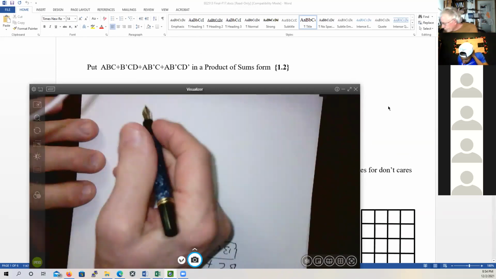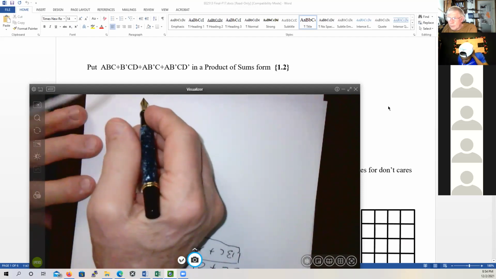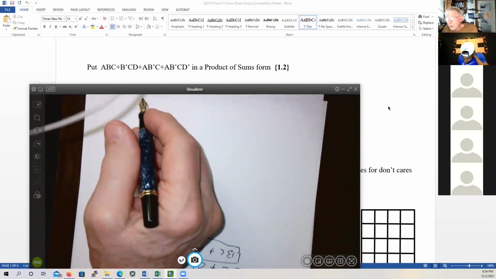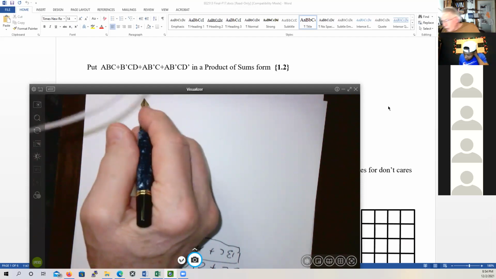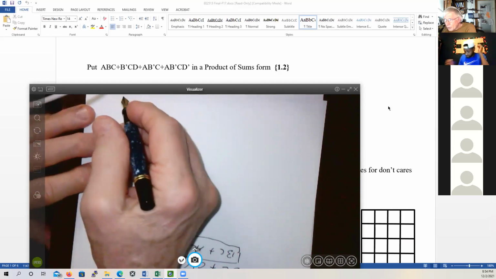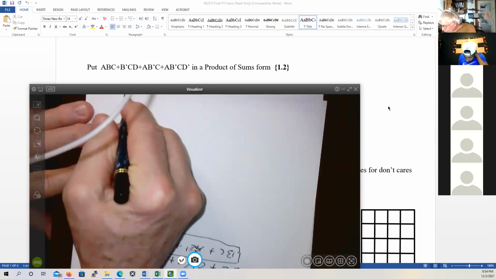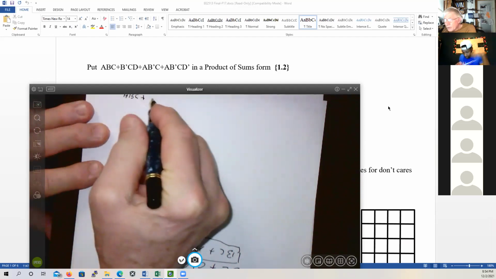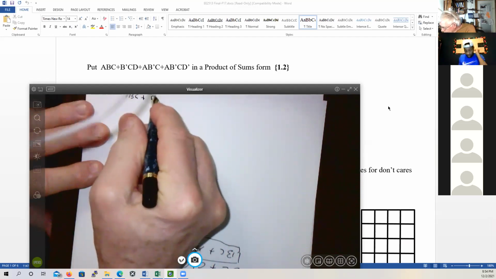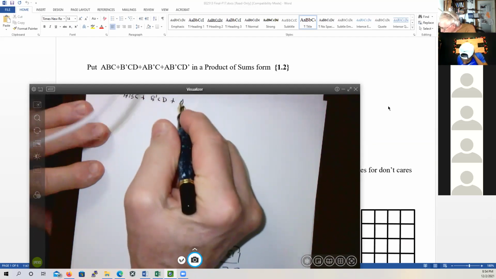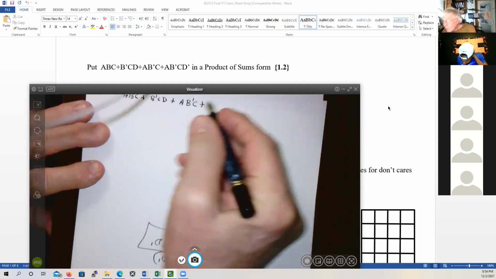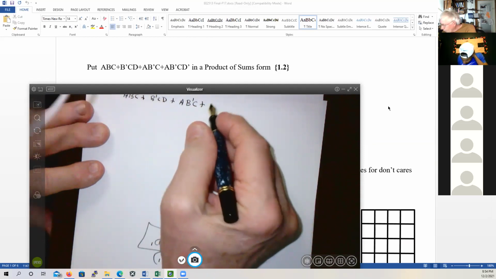All right. So now we have it in, what form is this in? SOP or POS? SOP. Yeah, it's in SOP form. So let's go to POS. Okay, so we have to change it. The first thing we're going to do, so we have ABC plus B prime CD plus A B prime C plus A B prime C D prime.